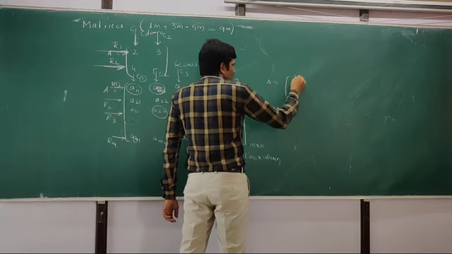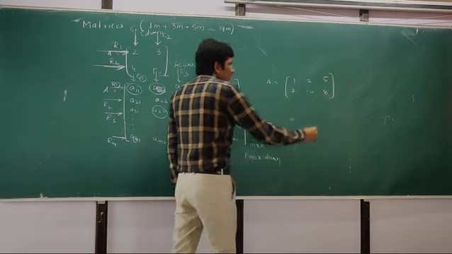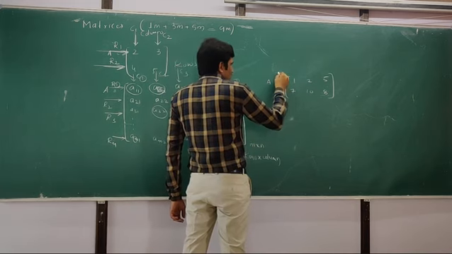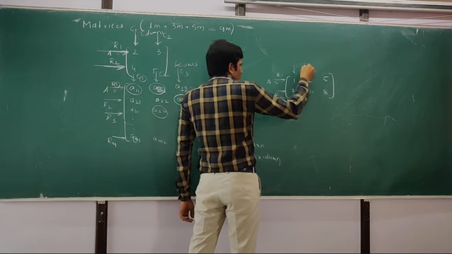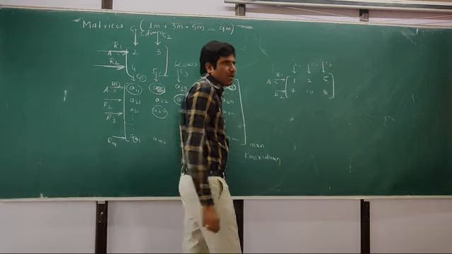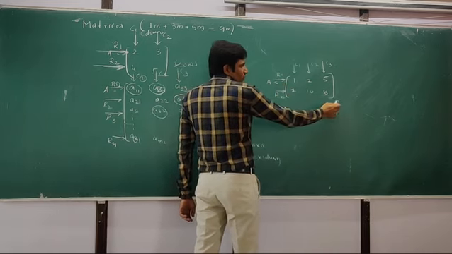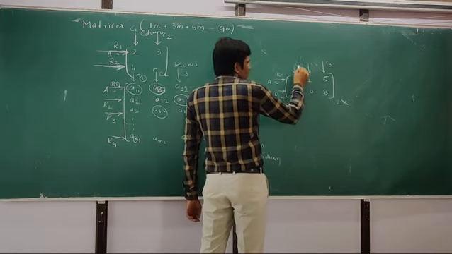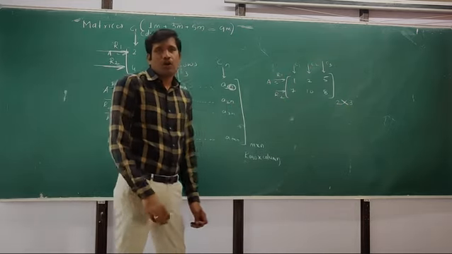Matrix A, see here: 1, 2, 5, and 7, 10, 8. Now see students, what is the order of this matrix? First I will count the number of rows. This is the first row and this is the second row. Now this is the first column, this is the second column and this is the third column. What is the order of this matrix? First we write the number of rows, then the number of columns. The columns are 1, 2, 3. So 2 cross 3 is the order of this matrix.